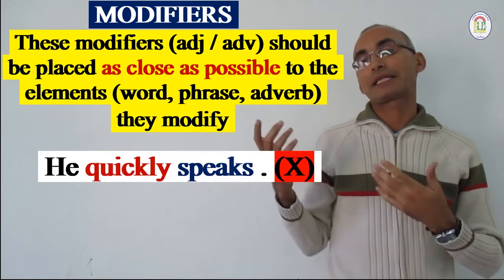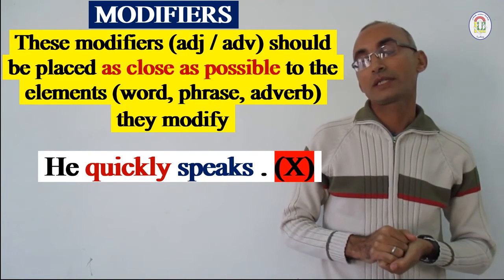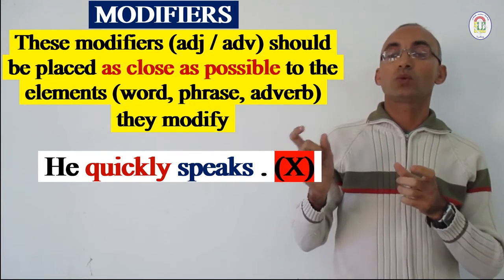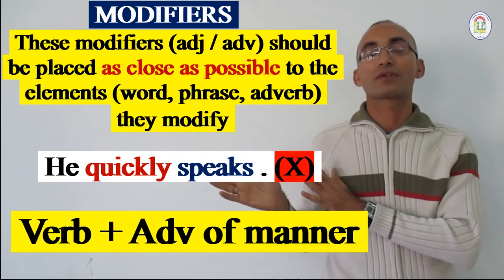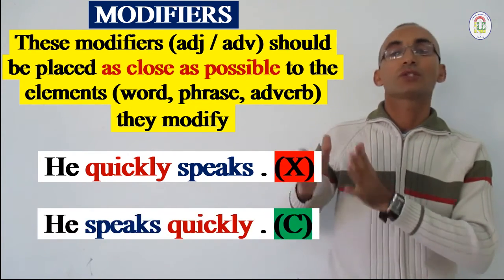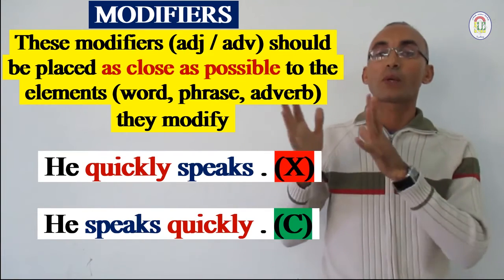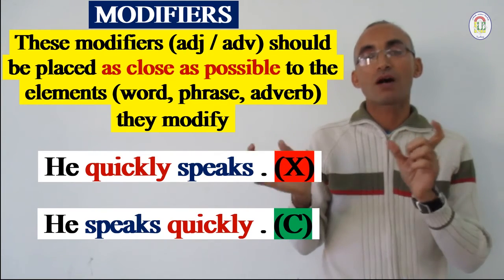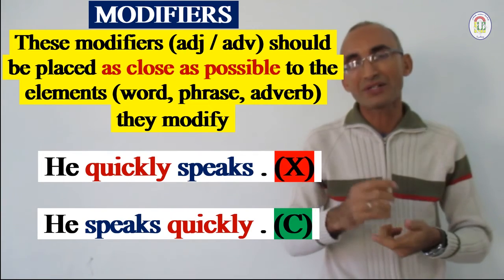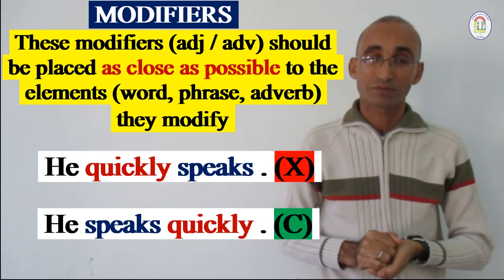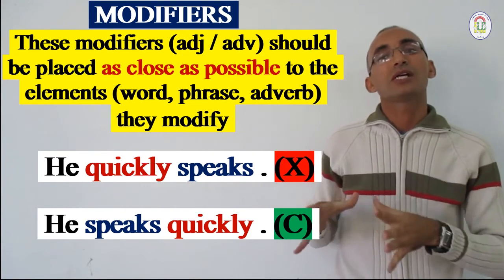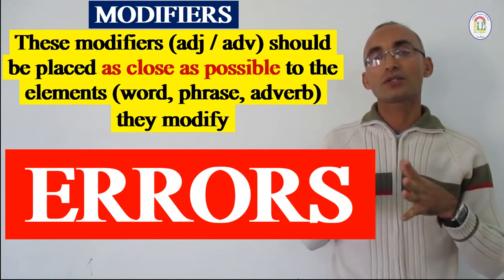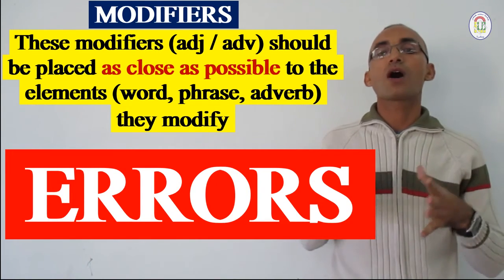Also, for example, we have for adverbs: He quickly speaks. Here, normally we should put the verb and then the adverb of manner, so we say he speaks quickly. So as you see here, misplacement of modifiers may lead to an awkward writing style, and also lead to a series of errors that concern modifiers.